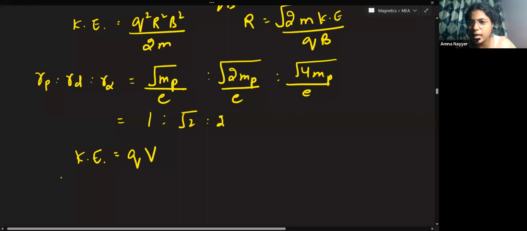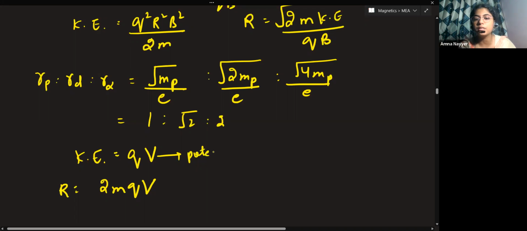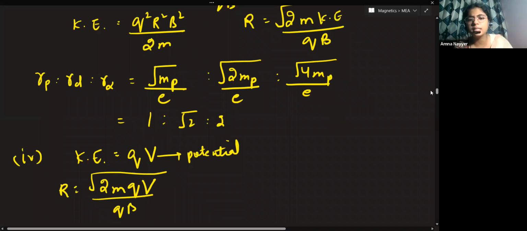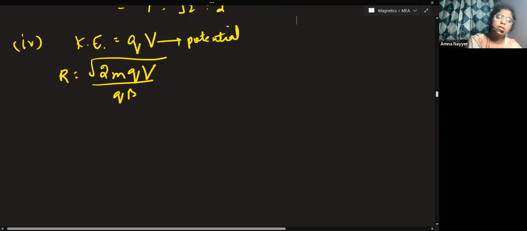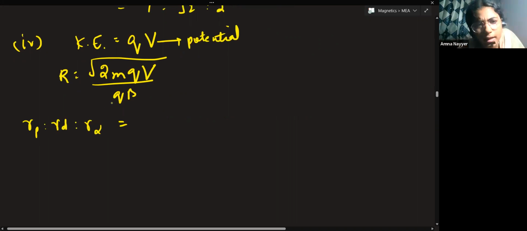So in this radius, you can put the formula as root of 2m qV divided by qB. V is not the velocity, V is the potential. This is the fourth part. Same potential. So see, rest of the things will be the same again. Charge, what will be left now? Root 2m. All these things will be cancelled. This was Rp is to Rd is to R alpha. So see what all things will get cancelled.